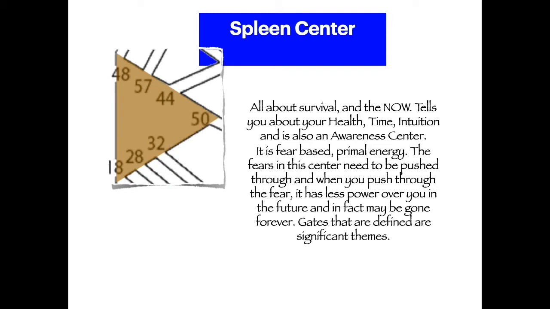So a lot of times when somebody has an open or undefined spleen, then they may not really understand the concept of how long things take to actually happen. So for instance, if you wanted to run an errand, you might think it's going to take 10 minutes, but in reality it's more like an hour. But for you in your mind, it could be like, yes, it's only about 10 minutes.